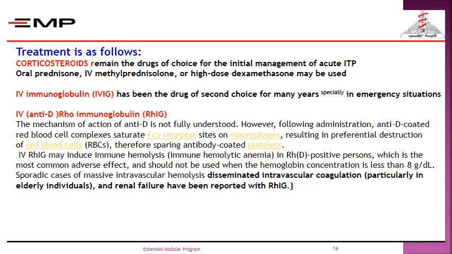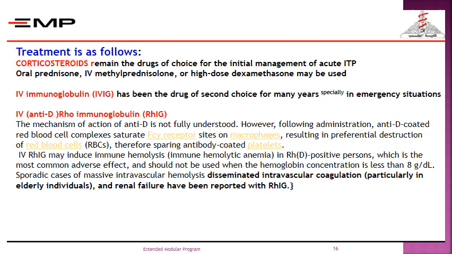Treatment of ITP. First line of treatment, corticosteroids, remains the drug of choice for the initial management of acute ITP. Oral prednisolone or prednisone, intravenous methylprednisolone, or high-dose dexamethasone may be used. Intravenous immunoglobulins has been the drug of second choice for many years, especially in emergency situations, but it is an expensive line of treatment.